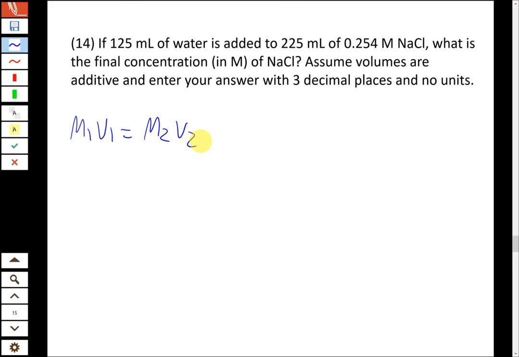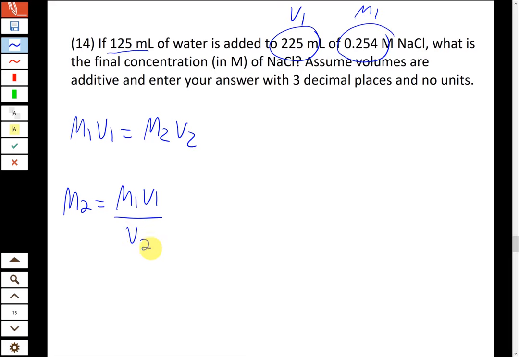So we're told the initial molarity and volume, so we're starting with this molarity and this volume, so I'll call them M1 and V1, although which one you label as 1 and 2 is arbitrary. And then we're looking for the final concentration after we've added 125 milliliters of water. So we're looking for M2, the final molarity. All right, so 2 of those are directly given to us. M1, V1, as we said, are given, so that's going to be 0.254 molar, and V1 is 225 milliliters.